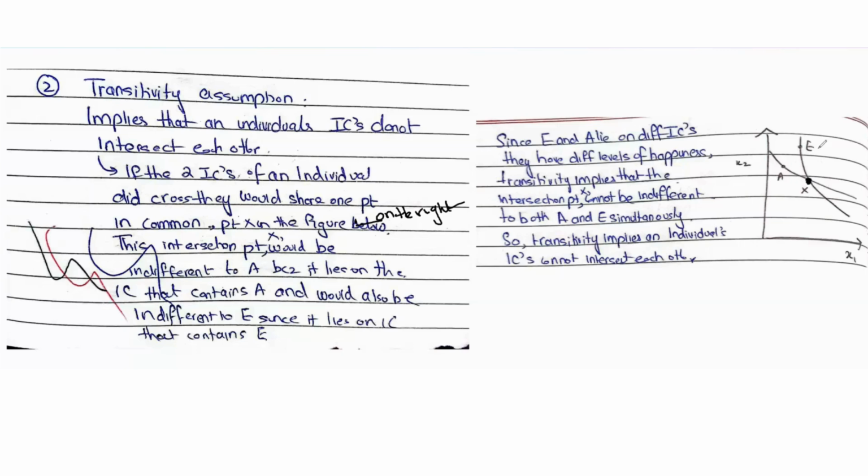But now A and E are two bundles that lie on different indifference curves. So they must have different levels of happiness, because within the same indifference curve you have all those bundles you are indifferent between, those that give you the same level of happiness, but bundles that lie on different curves have different levels of happiness. So since bundle A and bundle E lie on different indifference curves and have different levels of happiness, transitivity implies that the intersection point cannot be indifferent to both of them. It's not possible.